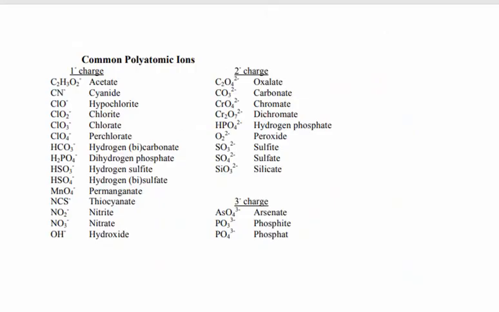Here are some polyatomic ions, and it looks like I have a typo here. What I need to do, this is called phosphate. And I don't have the positive, the cation, on here. There is one polyatomic cation that I tend to use in my classes, and this is called ammonium.